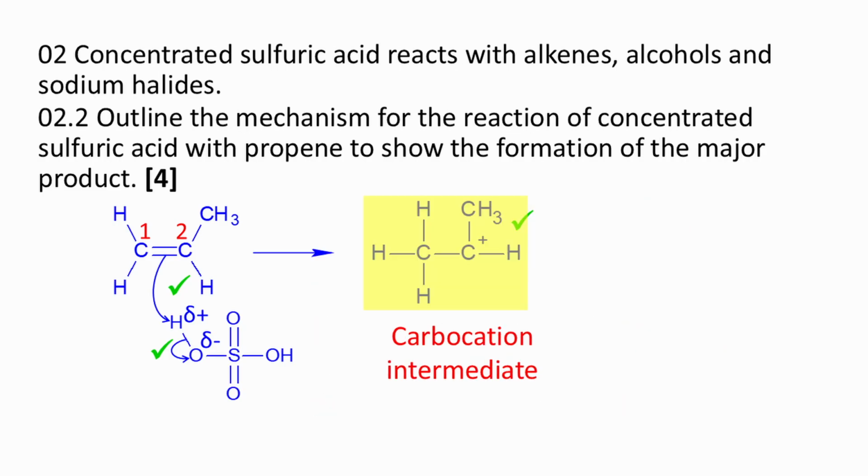A carbocation is a carbon-containing species with a positive charge. The positive charge is on the carbon atom that is only making 3 bonds. The correct carbocation intermediate is highlighted there for the third mark.